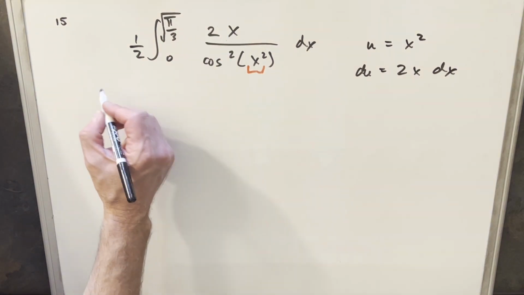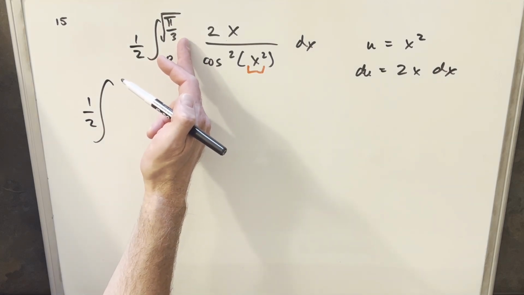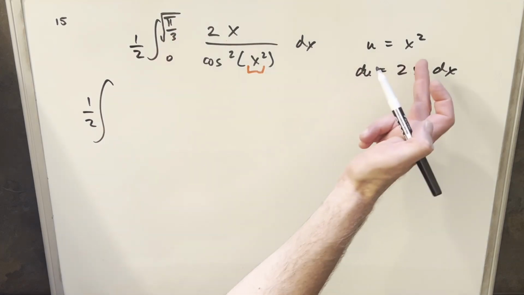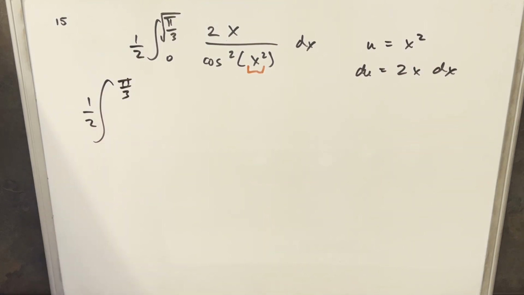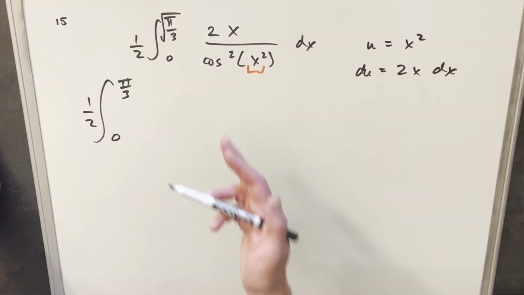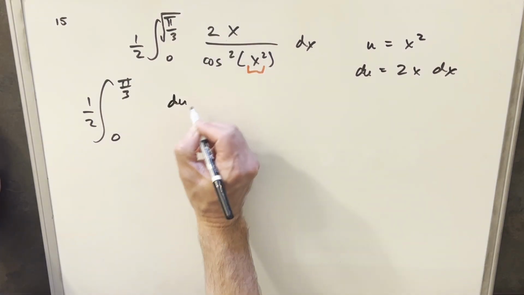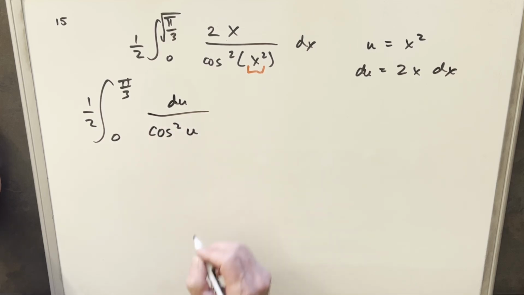Now let's make this substitution. It's kind of an unusual bound that we have here, right? Square root of pi over 3. Well, we plug square root of pi over 3 into x squared, and we just get pi over 3. That's nice. We plug 0 in here, and we just have a 0. Like I said earlier, 2x dx is just our du. And then in the denominator, we're going to have just cosine squared u.